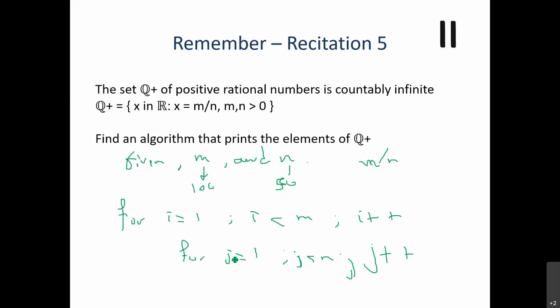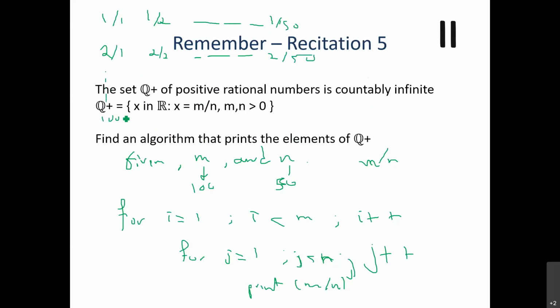Just say simply now, I'll print m over n. That's it, right? So when i starts with 1, j is going to loop from 1 till 50. So you're going to print 1 over 1, 1 over 2 till 1 over 50. Then i becomes 2. You print 2 over 1, 2 over 2, all the way to 2 over 50, until you reach 100 over 1, 2 till 50. There might be repetitions in terms of value, but that's okay. So those are all the possible couples. The idea here is that you actually had to use 2 nested loops, which isn't easy.